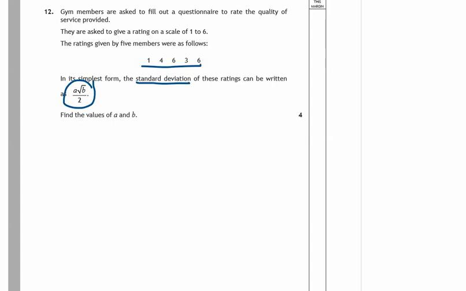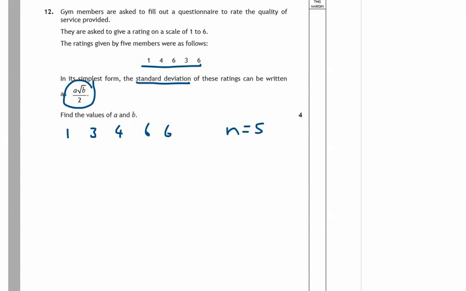Okay, so the first thing I would do, like I said before, write these from smallest to largest. I've got 1, 3, 4, 6, and 6. 1, 3, 4, 6, 6. Okay, so n is equal to 5. I've got 5 points of data.